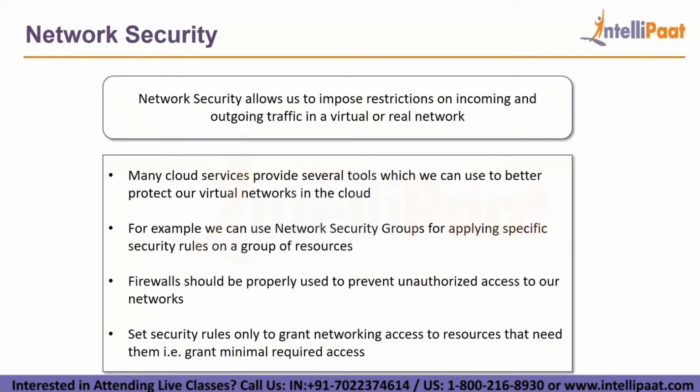So you can set up rules that these are the services that should have access to this particular server. These are the network or the IP ranges that should have access, and these are the IP addresses that should not have access to it. You should also set security rules only to grant networking access to resources that need them. That is also called granting the minimal required access. Only grant access that is absolutely needed. So for instance, if an application developer only needs access to read the data from a database and not be able to write to it, do not provide access to write to the database, only provide access to read from the database.